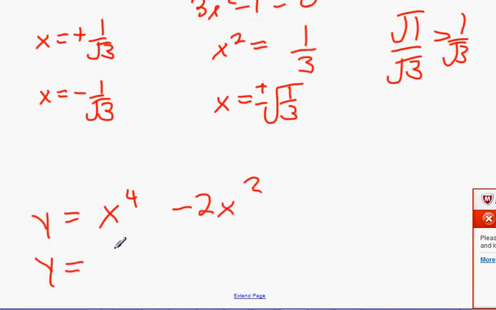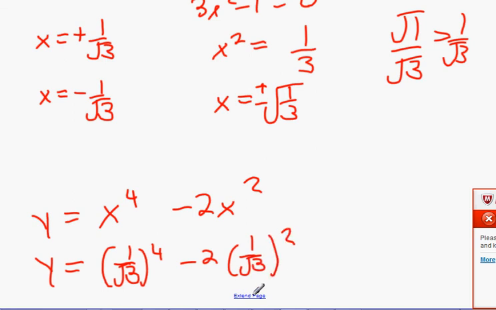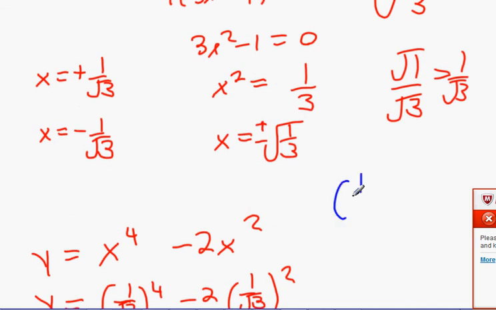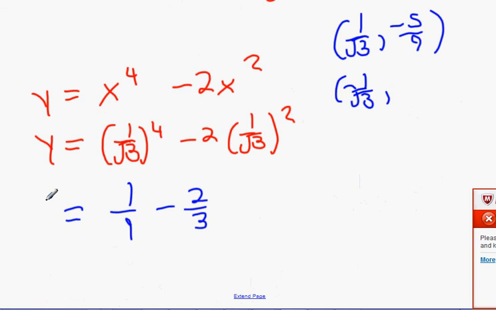So y is going to be equal to 1 over root 3 to the power of 4 minus 2 times 1 over root 3 to the power of 2. That's going to turn out to be a ninth minus 2/3. And what's a ninth minus 2/3? Minus 5 over 9. So this point here is going to be 1 over root 3, minus 5 over 9. And lucky for me, the other one turns out to be exactly the same, because to the power of 4 means it's a positive number, to the power of 2 means it's a positive number. That's also minus 5 over 9. Alright.